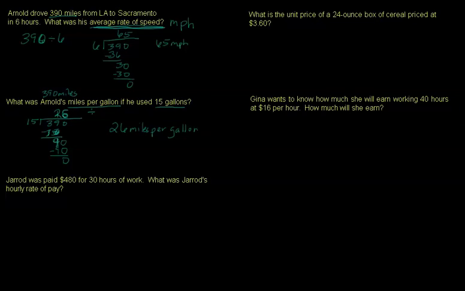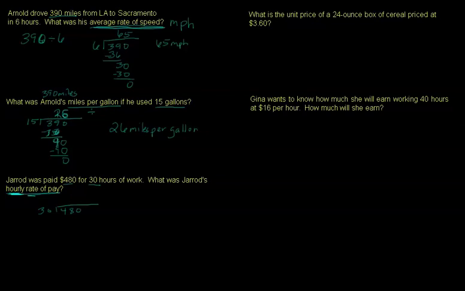Jared was paid $480 for 30 hours of work. What was Jared's hourly rate of pay? They want to know the rate of pay. That means what did he make in 1 hour? So we're going to take 480 divided by 30 because we want to know what 1 is. 30 goes on the outside and 480 goes on the inside. Whatever we want to know what 1 is, that goes on the outside when we're dividing.